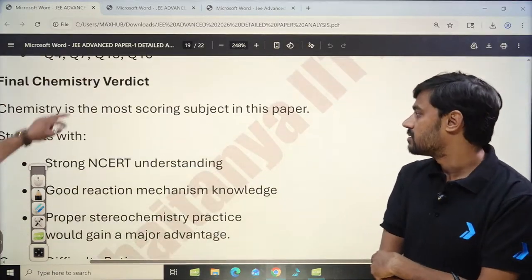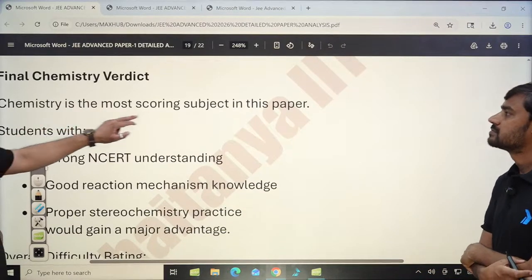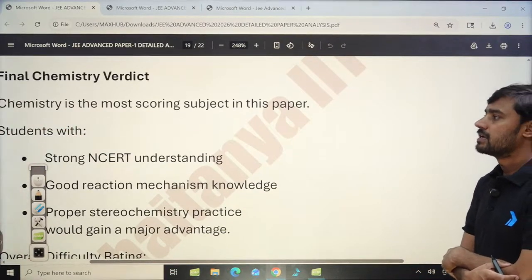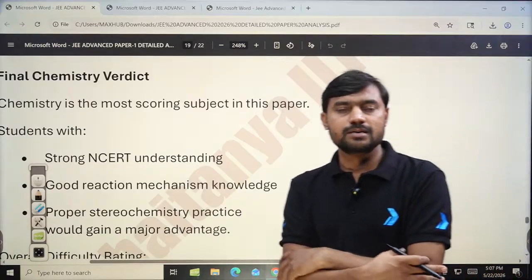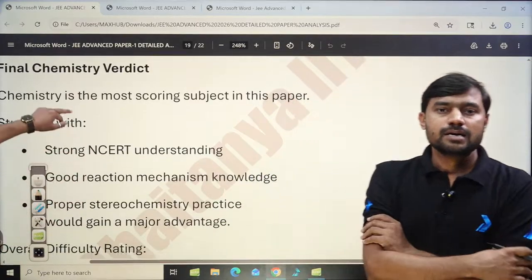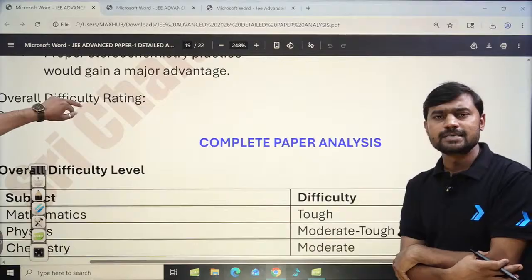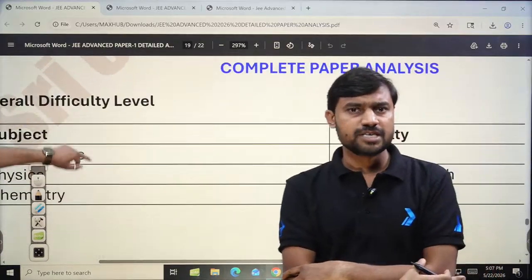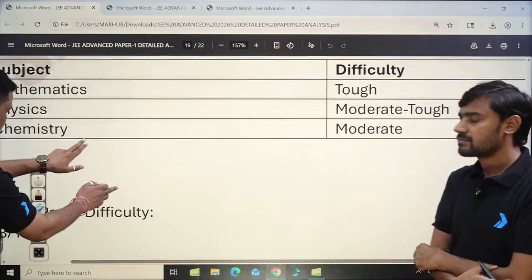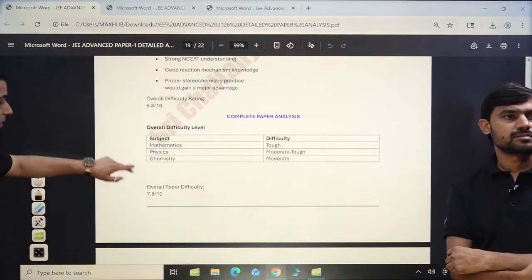So final verdict is that chemistry is the most scoring subject in this paper. Yes. And physics was somewhat lengthy, right? And mathematics was doable as compared to 2025 JEE Advanced. Yes. So it was the paper 1 analysis, sir.